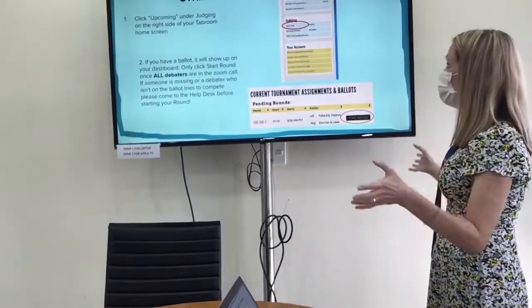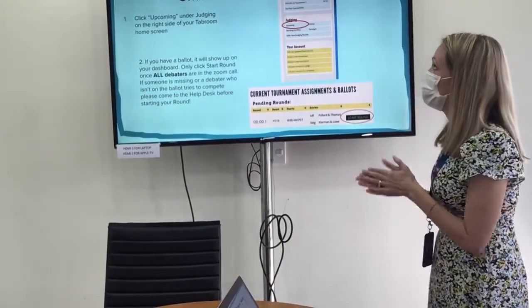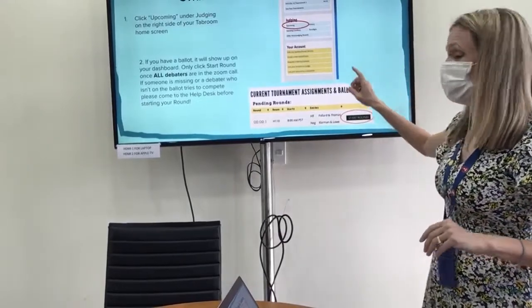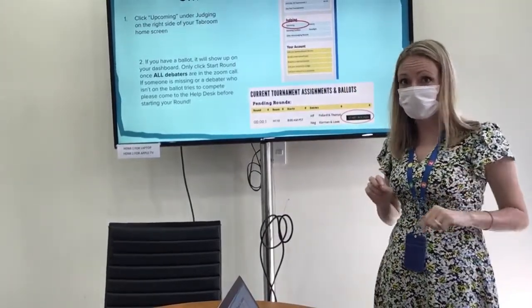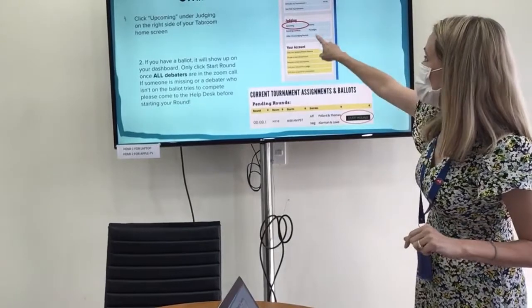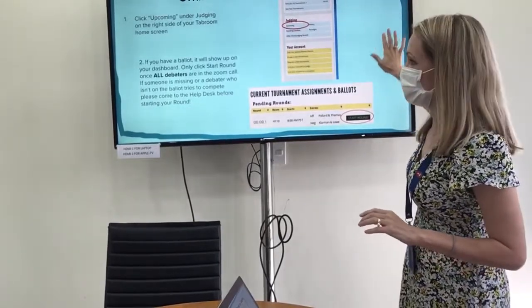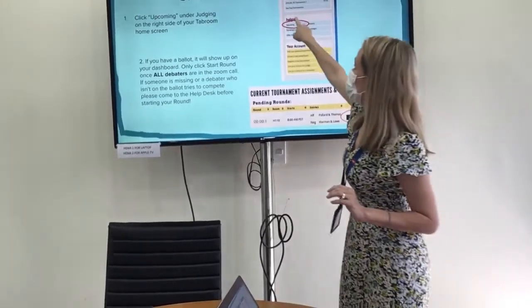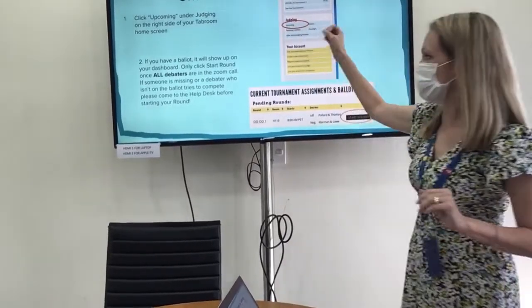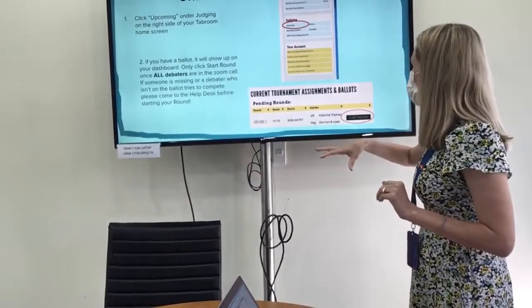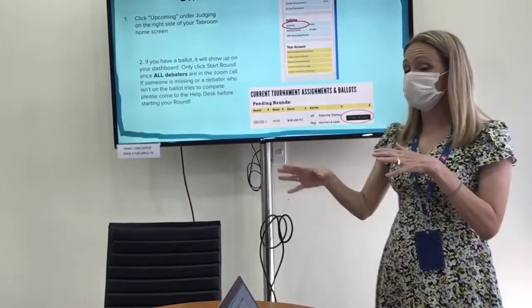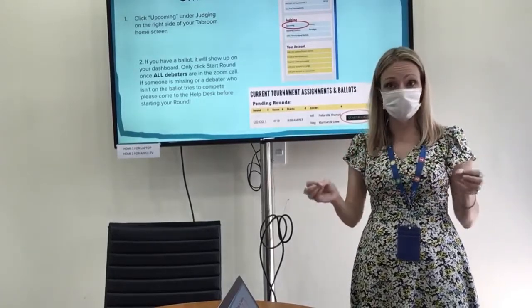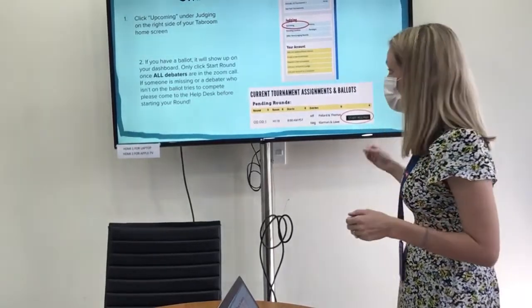So now for how to start a round on Tab Room. Once you've linked to the tournament, you're going to see, if you look on the right-hand side at the top, that you have an upcoming tournament. You can click on Judging Upcoming, and you'll see the NSDA Vietnam tournament. And it won't show you the rounds yet. I'm not going to release who's debating against who and who the judges are adjudicating until Saturday morning.